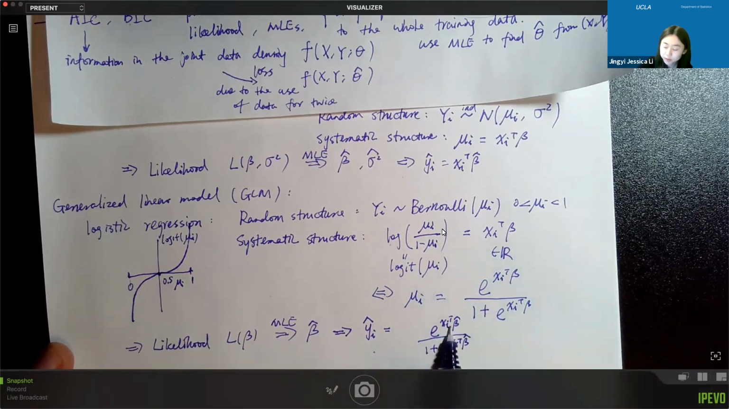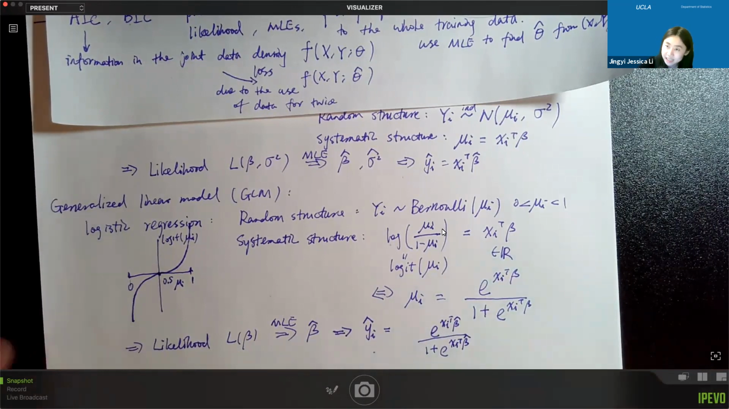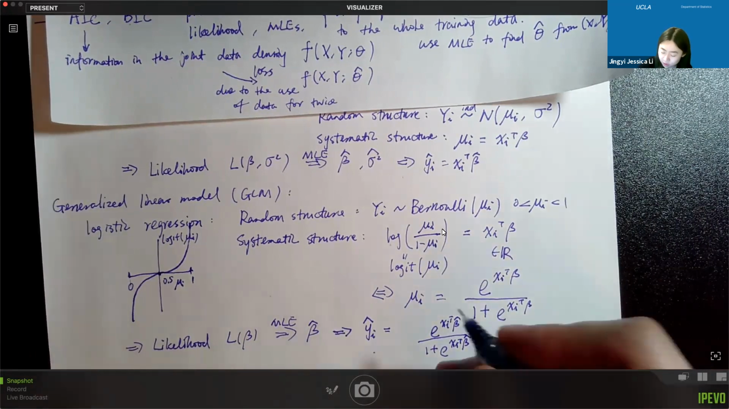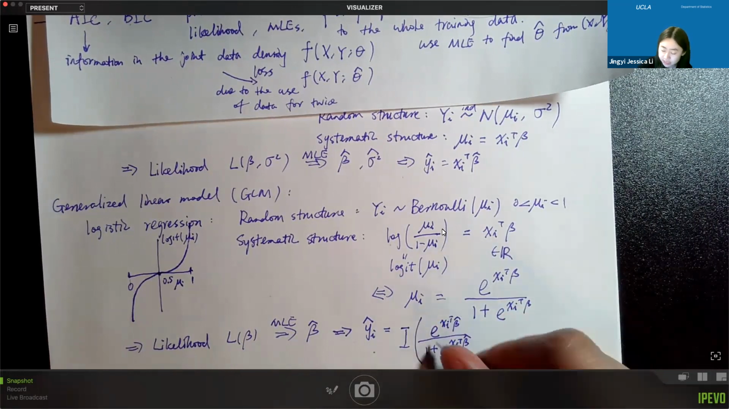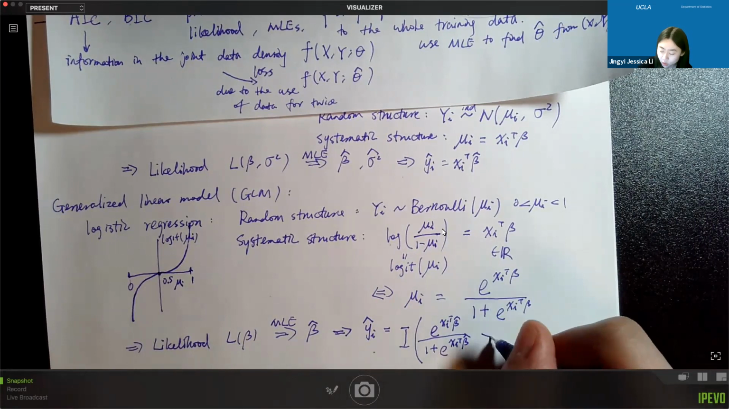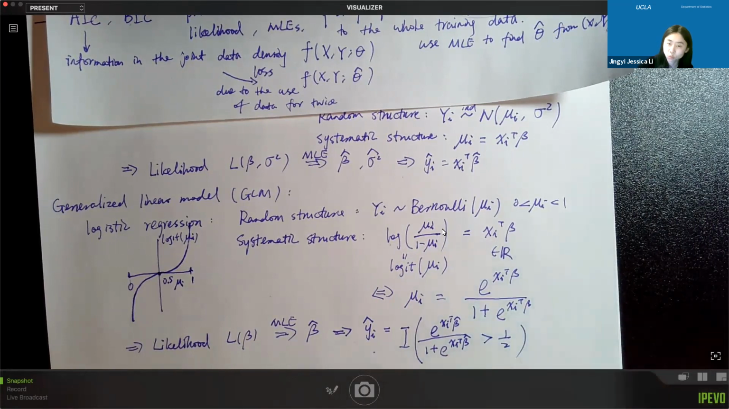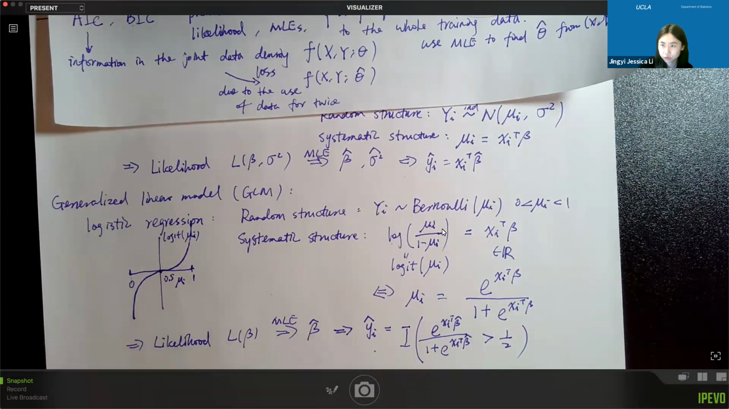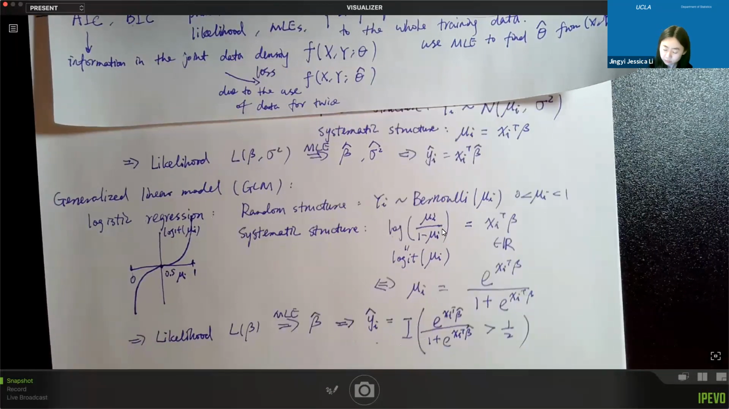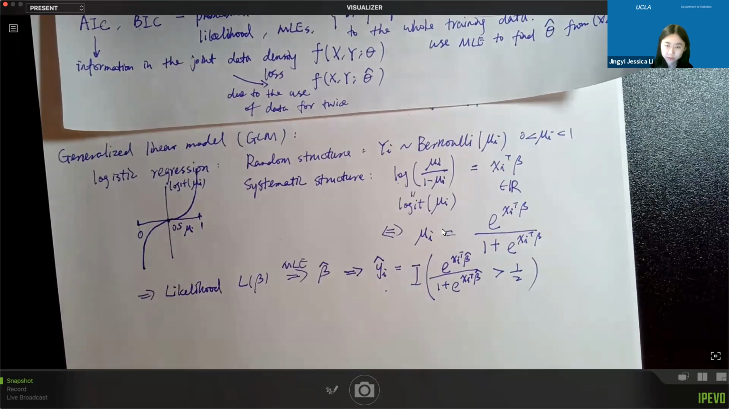So this is something between 0 and 1. It's not exactly 1 or 0. So then you need a truncation. For example, many people use an indicator function. If this predicted mu i hat is greater than 1/2, I would predict y i hat equal to 1. Otherwise, I will predict 0. So you do a truncation here. Okay, that's the logistic regression.